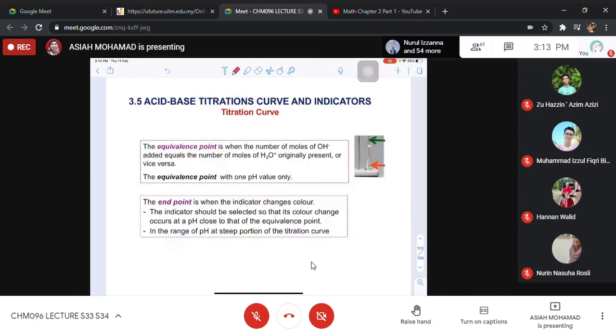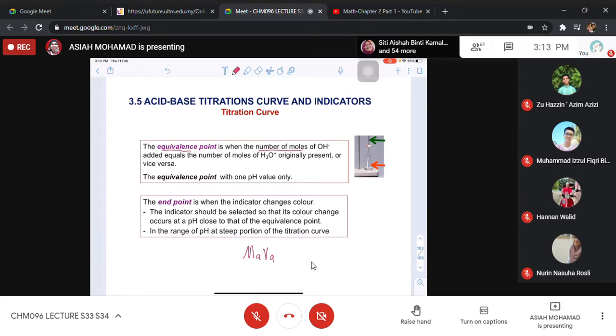Alright, and then what is the equivalent point? It is actually from its name. The equivalent point is when the number of moles of OH minus added equals the number of moles of H3O plus originally present, or vice versa. So the equivalent point has one pH value only. If you look at this definition, it is the number of moles. That's why the formula is MAVA.